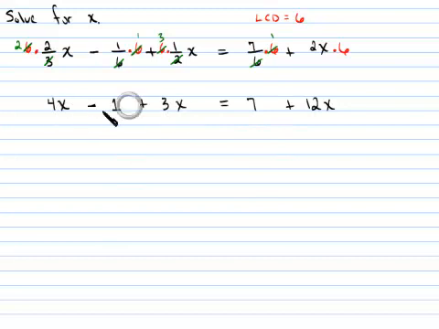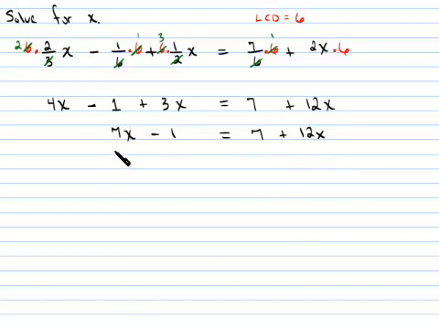I noticed there's multiple terms on this side, so there I can combine the 4x plus the 3x. That's going to be 7x minus 1 equals 7 plus 12x. So I'm just combining them. I don't have to move them. They're already on the same side. At this point, I can't combine anything else on each side, so I'm going to have to move stuff around.